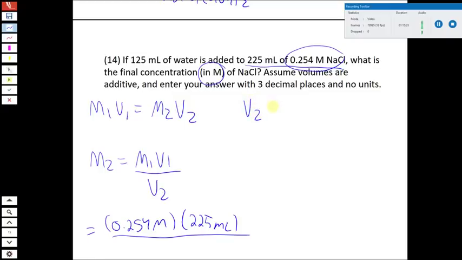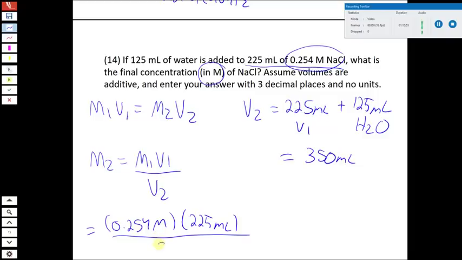So that means our final volume V2 is going to be the volume that we started with, 225 milliliters, plus the amount of water that we add, which is 125. All right, V2 is not the amount of water we add by itself. It's the final volume of the solution after dilution. So our final volume V2 is going to be 350 milliliters. So that's what we'll put down here.